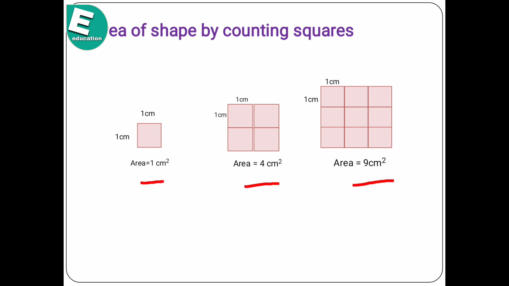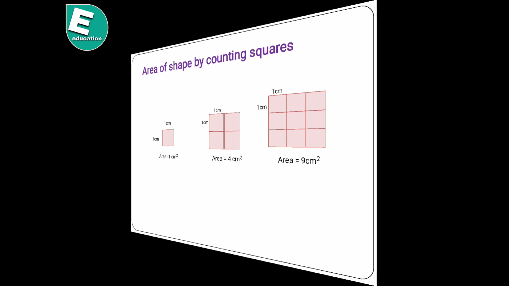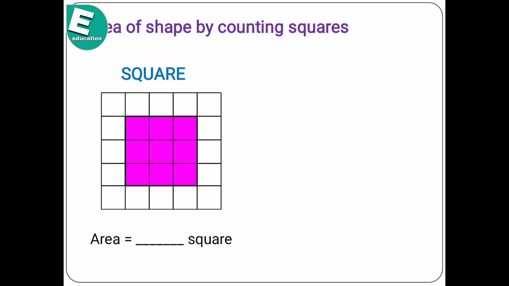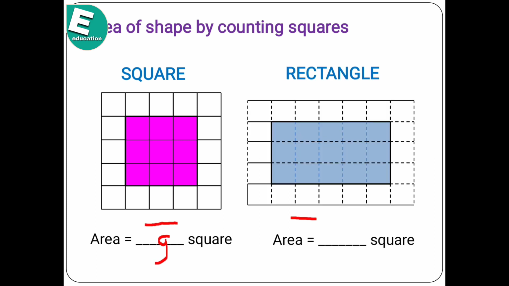Furthermore, when a shape is drawn on a scale grid, you can find the area by counting the number of grid squares inside the shape. For example, in this figure, 9 squares are there. So, area is 9 square units. And there are 15 grid squares inside the rectangle. So, area is 15 square units. I think you are well prepared for a book activity.